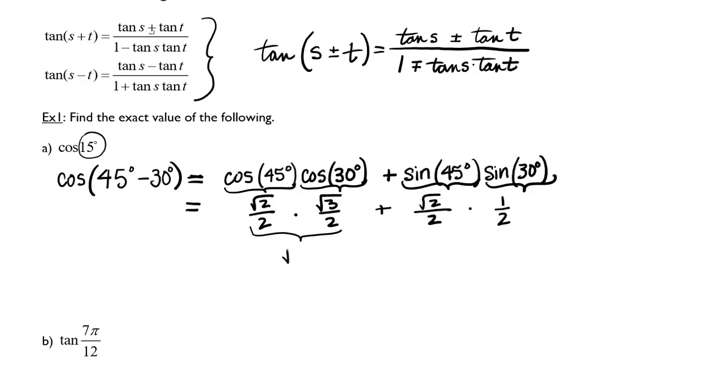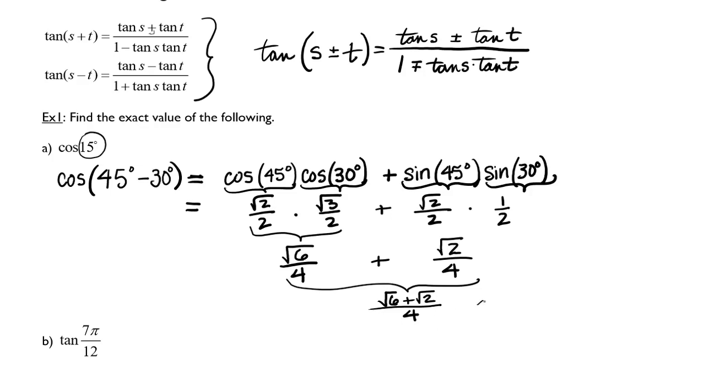Simplifying further, we get the square root of 6 over 4 plus the square root of 2 over 4. Combining these fractions together, we get the square root of 6 plus the square root of 2 all over 4. I would like you to practice leaving these as exact numbers. It's approximately 0.9, but I don't want you to do that. I want you to leave it as this rather ugly but exact number.